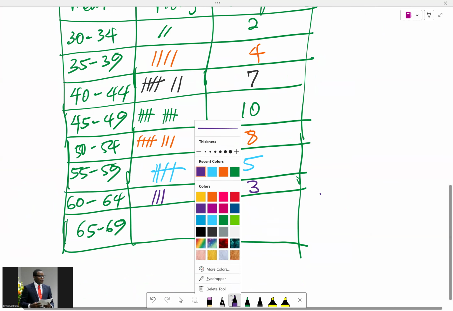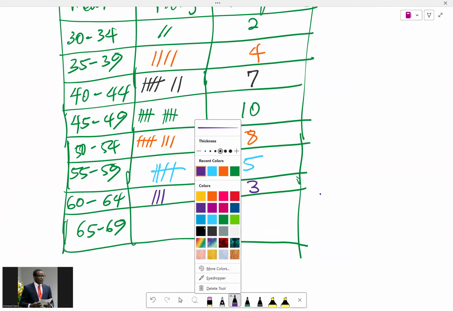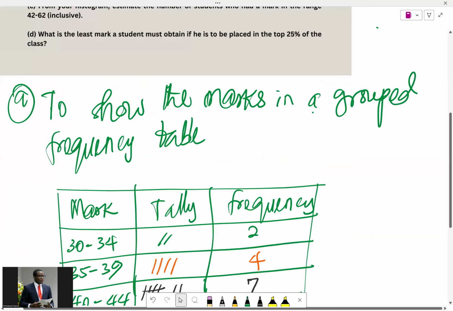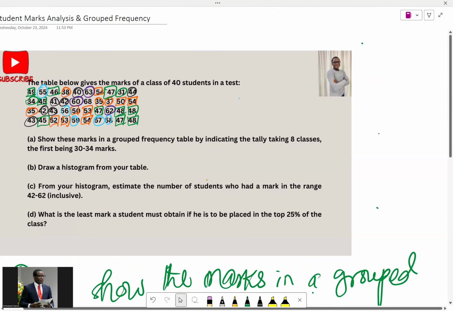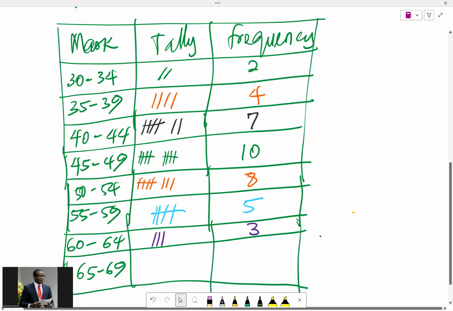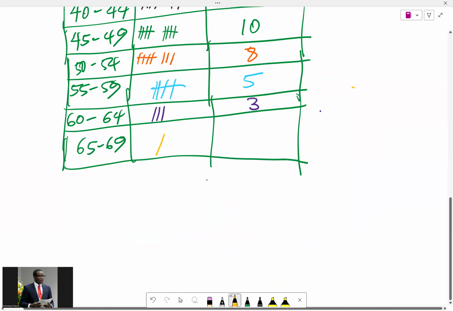And lastly, let's say we go for this. So we need 65 to 69. I think that's clearly just one left. That's just 68. So the tally is one, and then this is one.